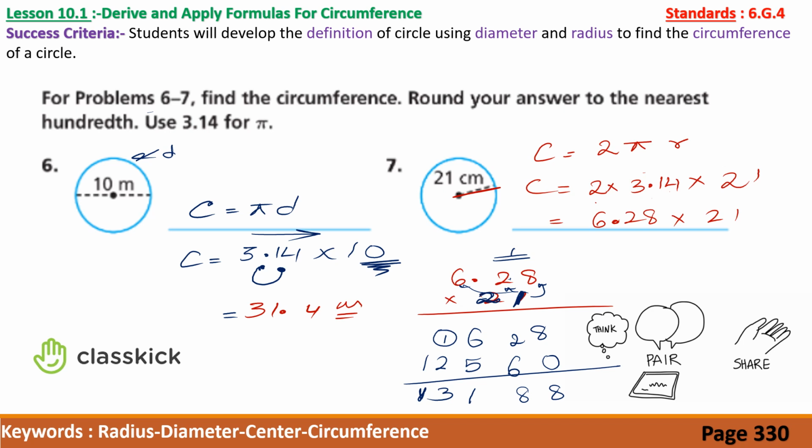Now put the decimal. After how many digits? 2 digits. So go from right to left, 1 and 2. So our answer will be 131.88. Now they are asking us to go to the hundredth place. Already we have the tenths and hundredths, so we will stop over here. And our unit will be centimeters.